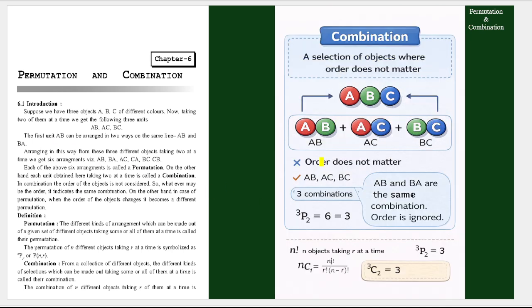Same goes for your combination. Combination will be this one. Add them, you will get how many? 3 combinations: AB, AC, BC. So AB and BA are the same combination. Order is ignored in combination. So the combination of n objects taking r at a time is written as n factorial divided by r factorial, then n minus r factorial. We will come to what factorial is now. Okay.